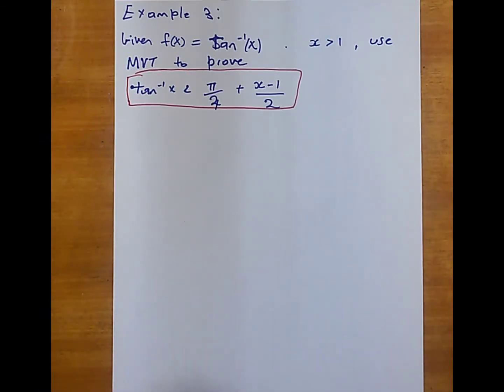And here we see that sine x is less than x. Now for example 3, we have given f of x is equal to tan inverse x for x greater than 1. Use MVT to prove that tan inverse x is less than pi over 4 plus x minus 1 over 2.